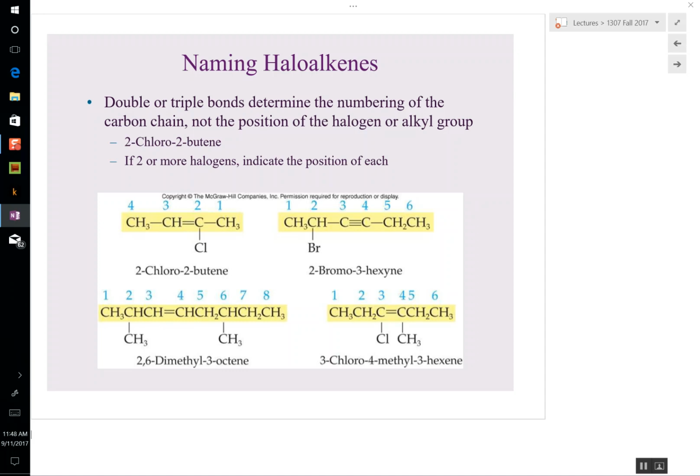Okay, 3-chloro-4-methyl-3-hexene. So it's hexene, 1, 2, 3, 4, 5, 6. The ene starts on carbon number 3. You can see they've given precedence to the chloro group over the methyl. Otherwise, it would have started here, 1, 2, 3, and it would have been 3-methyl, 4-chloro. But they've given the precedence, and we did that with the cyclohexane in chapter 10. We gave priority to the halogen over the alkyl group.